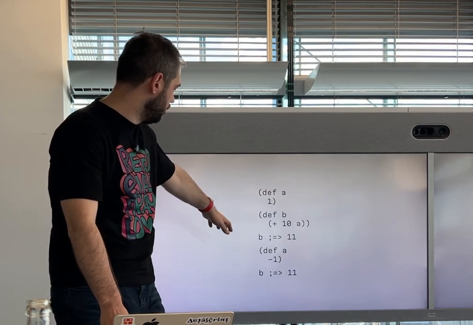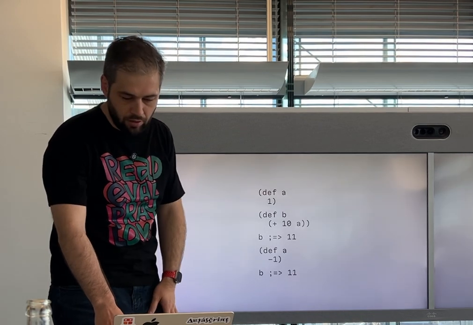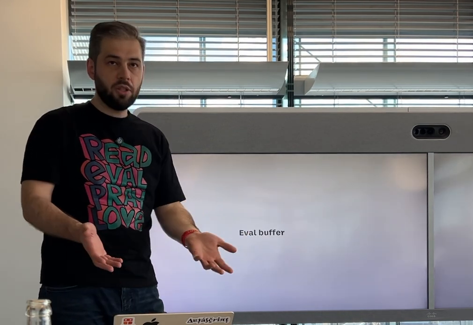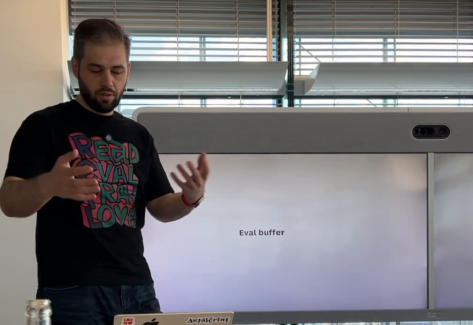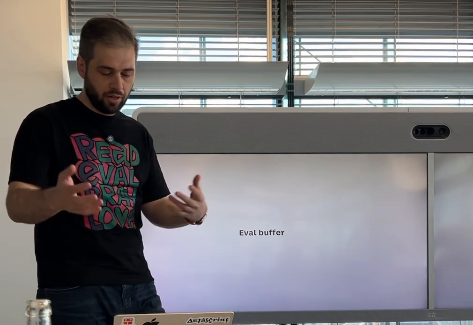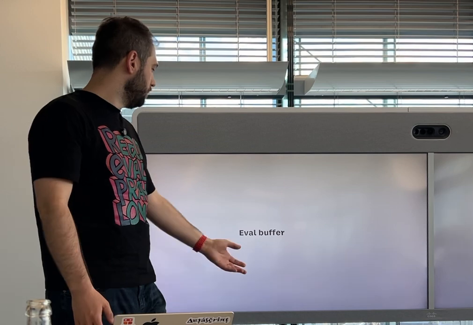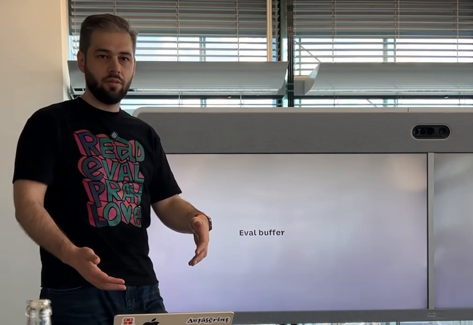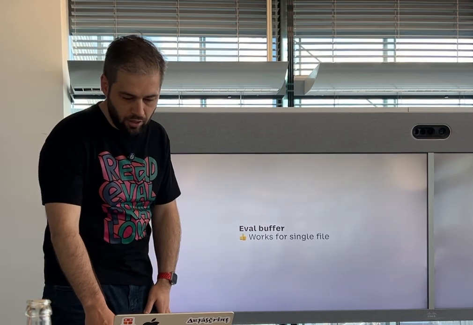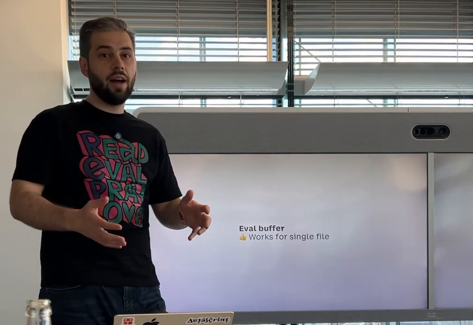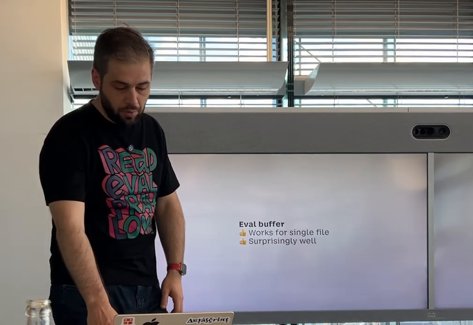So if you change A, we want B to change as well. How do we do this? The simplest way is to eval buffer. So basically you open a file and you hit some key combination in Emacs probably, or in Sublime Text in my case, and it just sends everything to the REPL, and it kind of works. It kind of works for a single file. As long as you have one file, it works surprisingly well, actually.